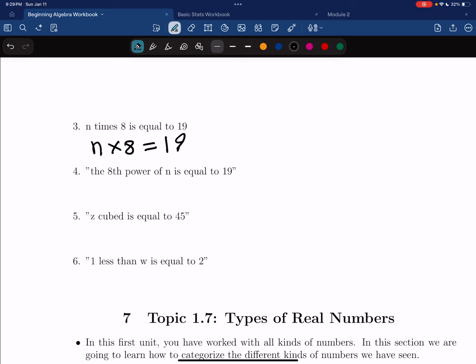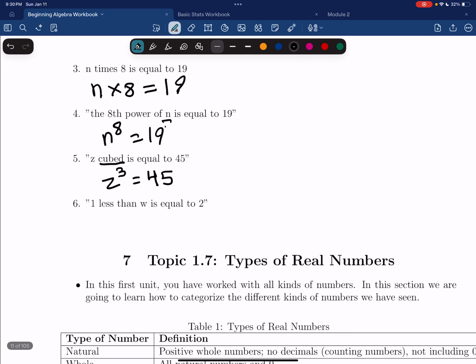Example number 4, we have the 8th power of n is equal to 19. Because we have the 8th power of n, we're going to have n to the 8th power. And that is equal to 19. And for example number 5, we have z cubed is equal to 45. Anytime you see the word cubed, that means raised to the 3rd power. So z cubed is going to be z to the 3rd power equals 45.